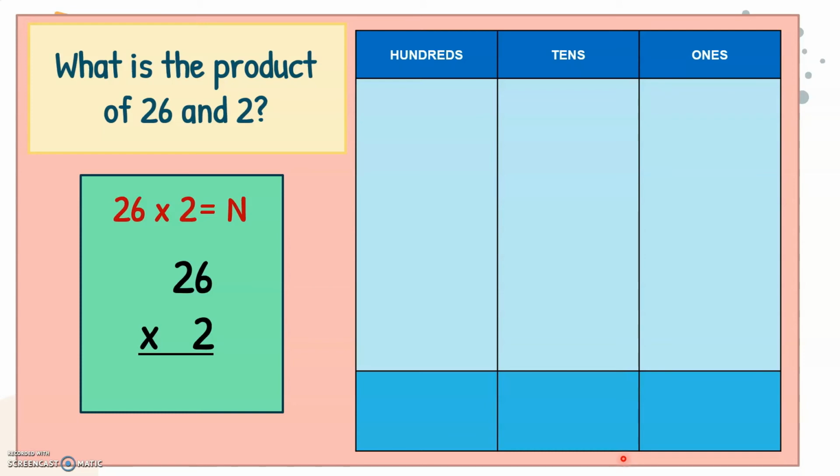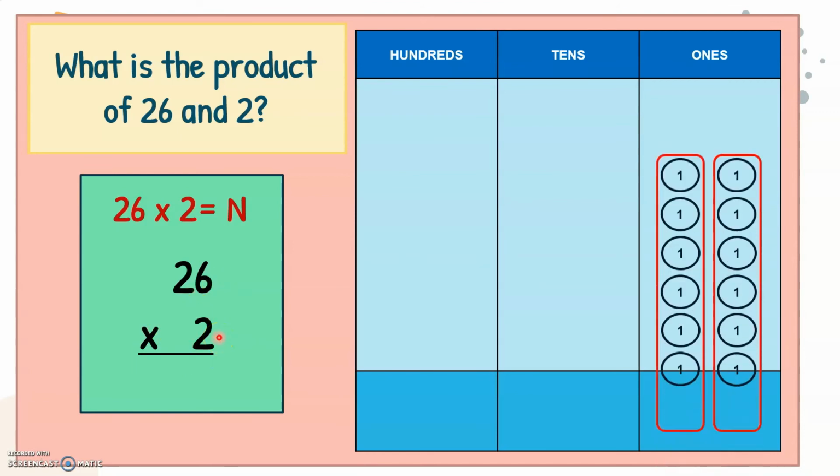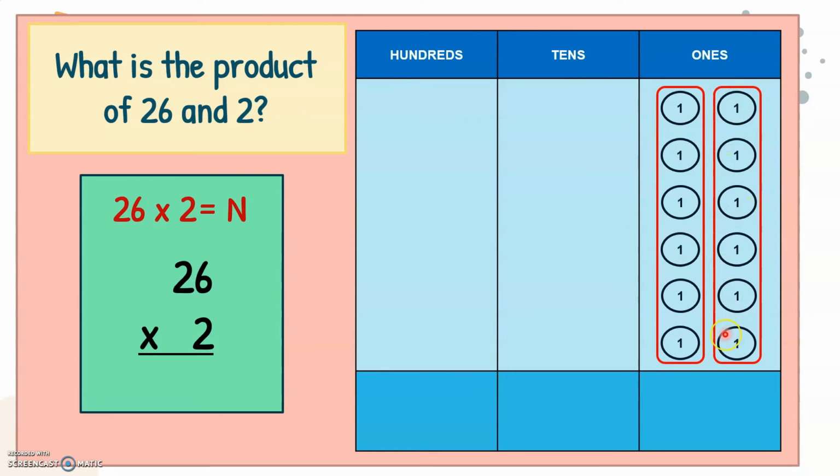What is the product of 26 and 2? So we have 26 times 2 is equal to n. To solve this, we will use again our place value chart and we'll start with the ones place value. 6 times 2 means 2 groups of 6. So let's count. 1, 2, 3, 4, 5, 6, 7, 8, 9, 10, 11, 12. And our answer is 12 ones.